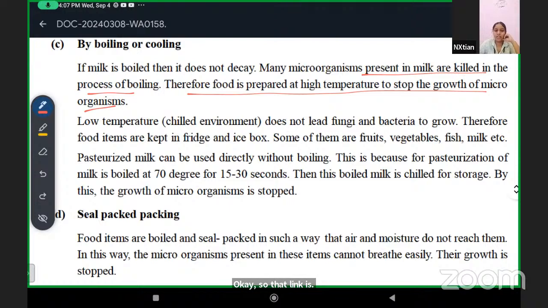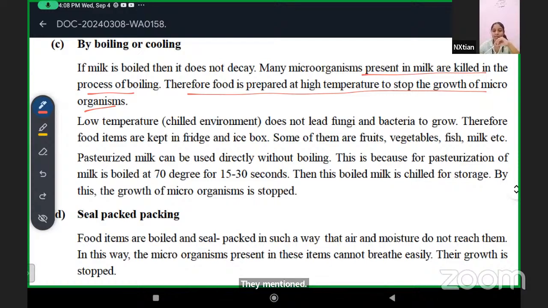That depends from person to person. If you still boil it, that depends. Some people do, Abraham, but if it is already processed, like that process is already done from the factory, some milk packets mention that you don't need to boil it again.